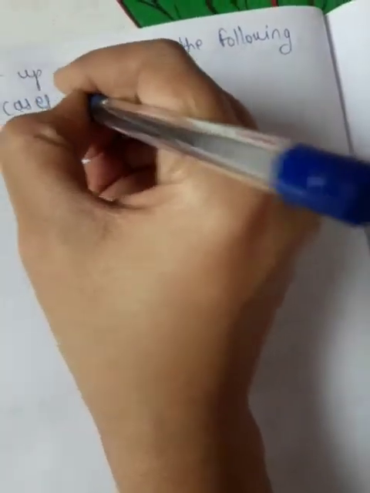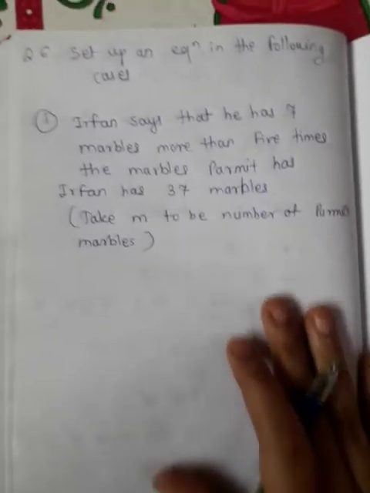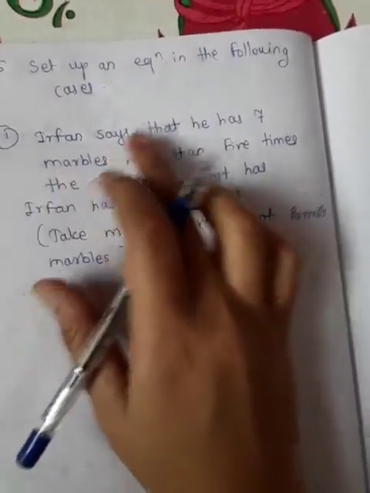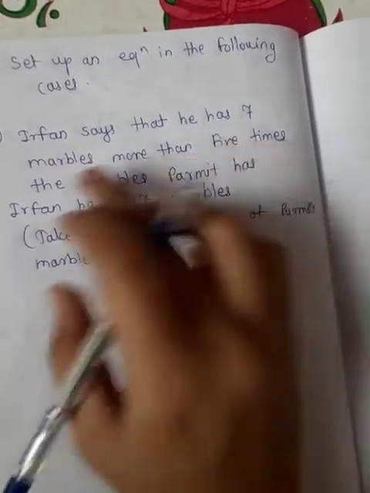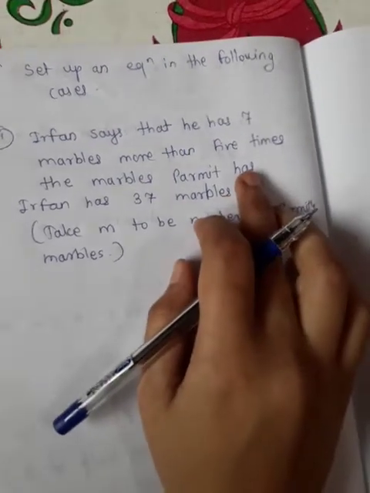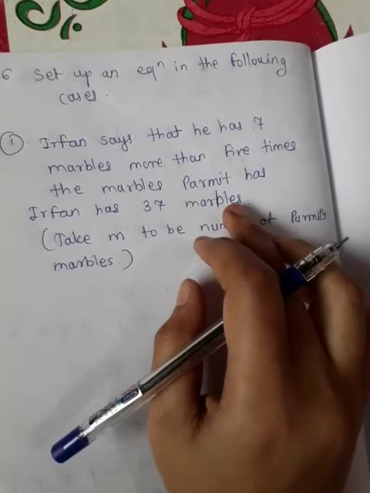Means what? They have given word problems and we have to convert that word problem into equation form. Now, the very first problem is that Irfan says that he has 7 marbles more than 5 times the marbles Permit has. Okay, and Irfan has 37 marbles.